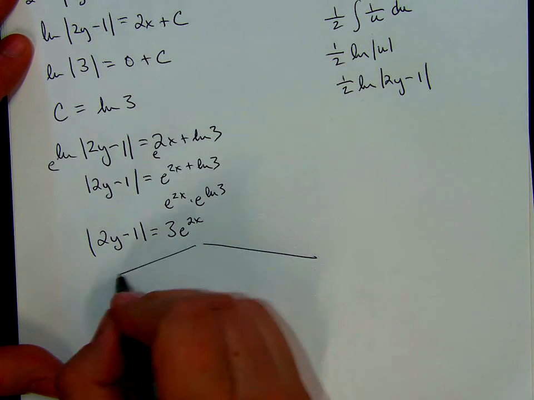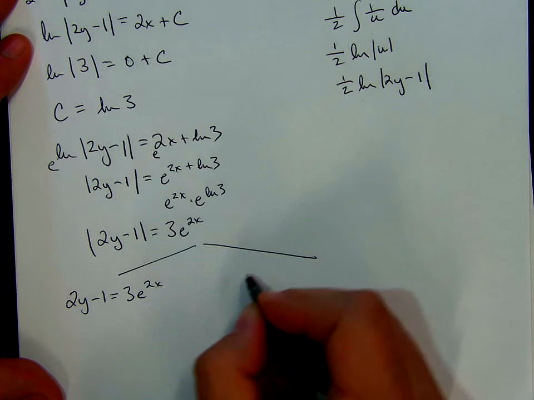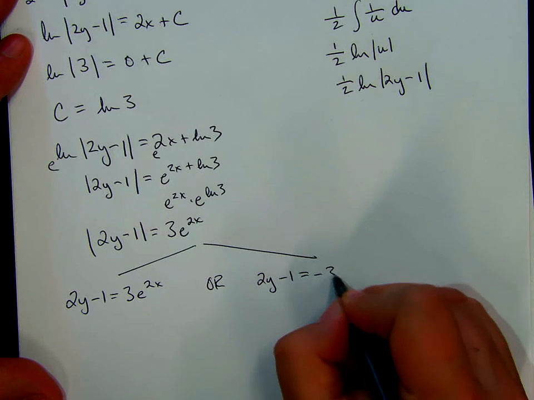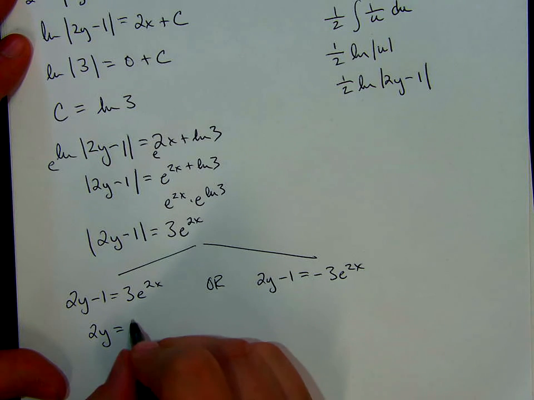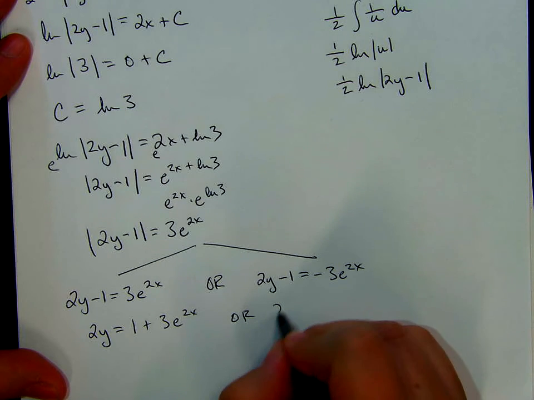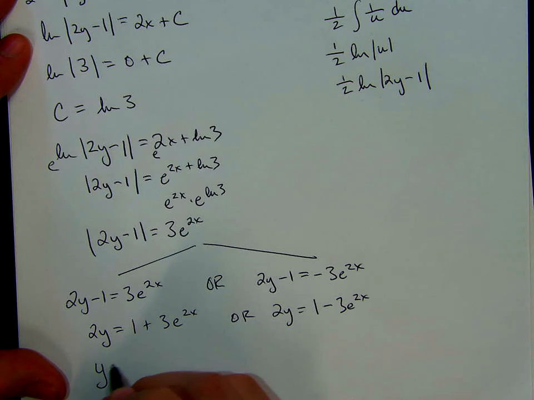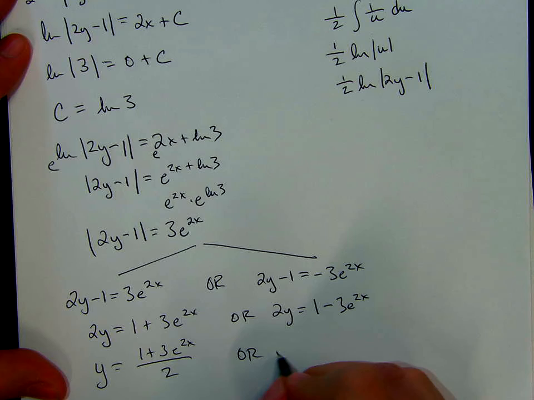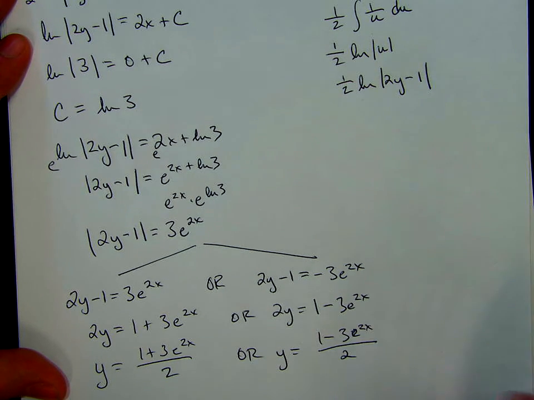Now I can split this into two equations. This means that either 2y minus 1 equals 3e to the 2x, or 2y minus 1 equals negative 3e to the 2x, which is to say 2y equals 1 plus 3e to the 2x, or 2y equals 1 minus 3e to the 2x, and y would either be 1 plus 3e to the 2x over 2, or y would be 1 minus 3e to the 2x over 2.